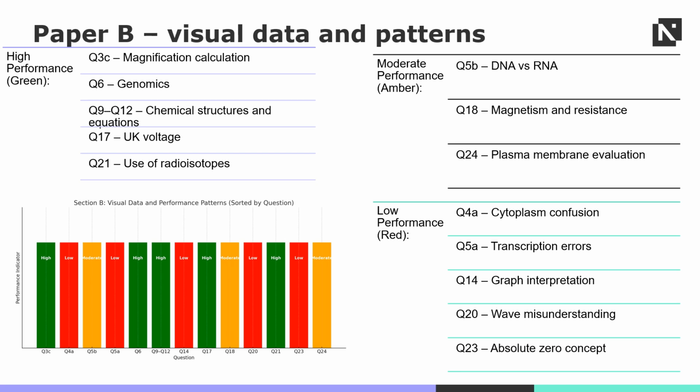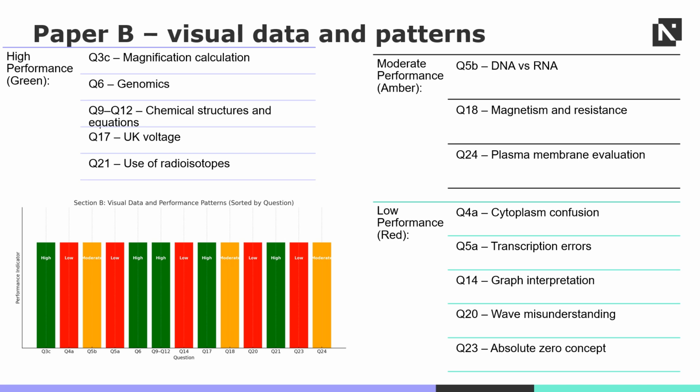Question 18, relating to magnetism and resistance, was answered with some accuracy but revealed gaps in understanding around induced magnets. Question 24, an extended response on the plasma membrane, saw a range of responses with some good attempts at evaluation but limited contextual application. In the red zone, these are key priorities for improvement.